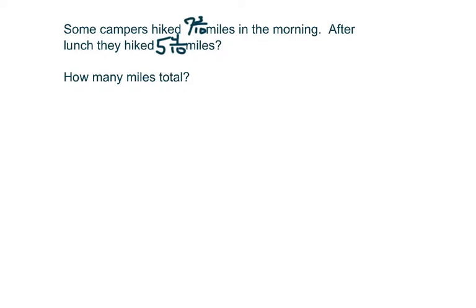It says some campers hiked 7 3/10 miles in the morning. After lunch, they hiked 5 4/10 miles. And the question is, how many miles total? Now, again, be the hiker or be the hill. Be something. Visualize this so that will lead you to the proper operation. If I did some walking in the morning and I did some walking in the afternoon, then how many total?